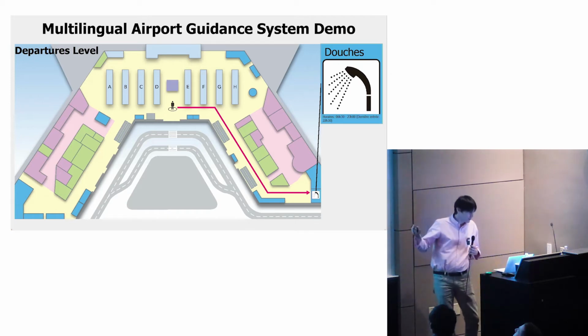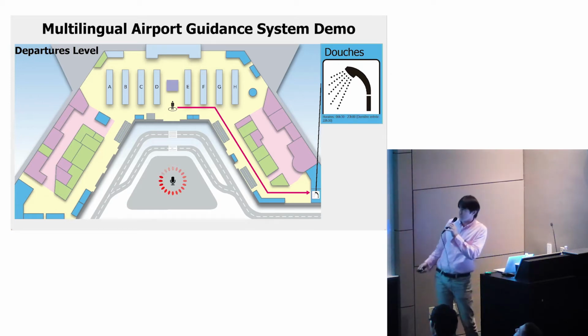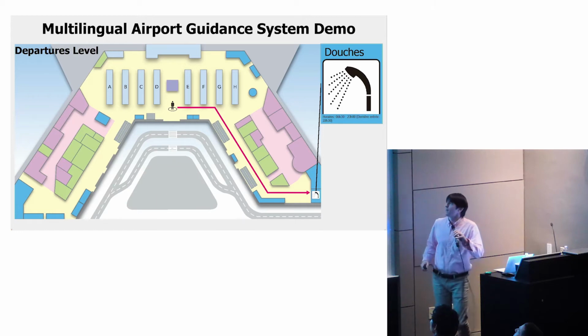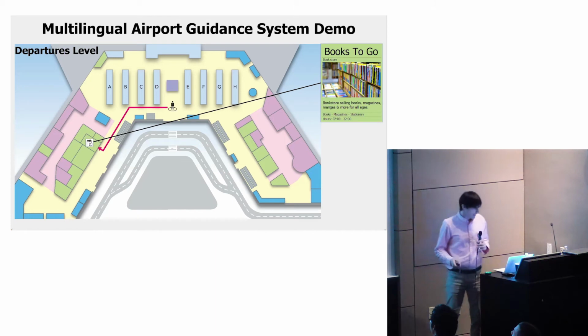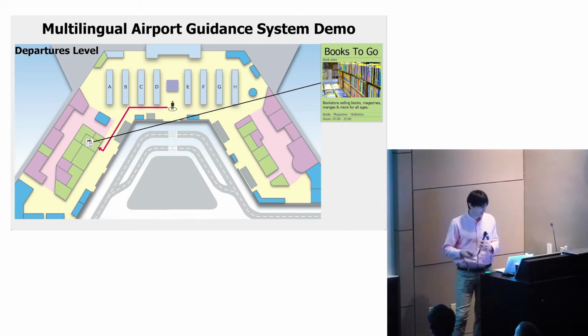That's one example. I can also say, I would like to go to the bookstore. And it takes me to the bookstore in English. Or I could say multiple languages, and hopefully it's going to work. So what should I say?